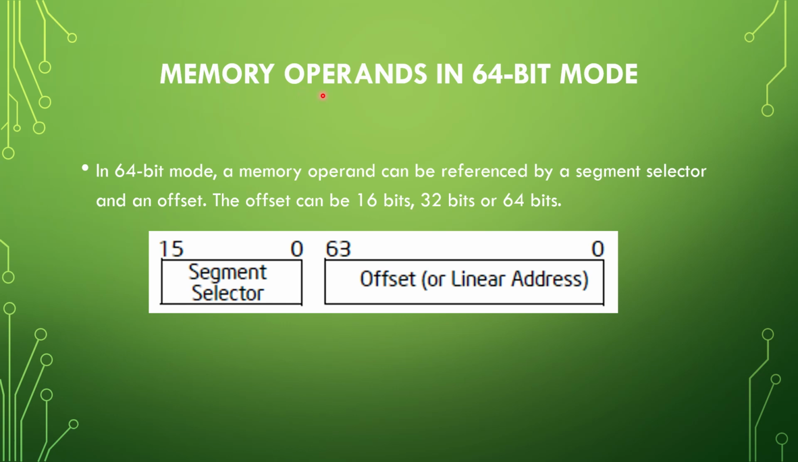In the case of memory operands in 64-bit, a memory operand can be referenced by a segment register as well as an offset register, as in 32-bit. Here also the offset can be either 16, 32, or 64-bit. Here I have shown a figure regarding 64-bit. But in the previous case, the 32-bit mode, the corresponding offset of the linear address can be either 16 or 32-bit.